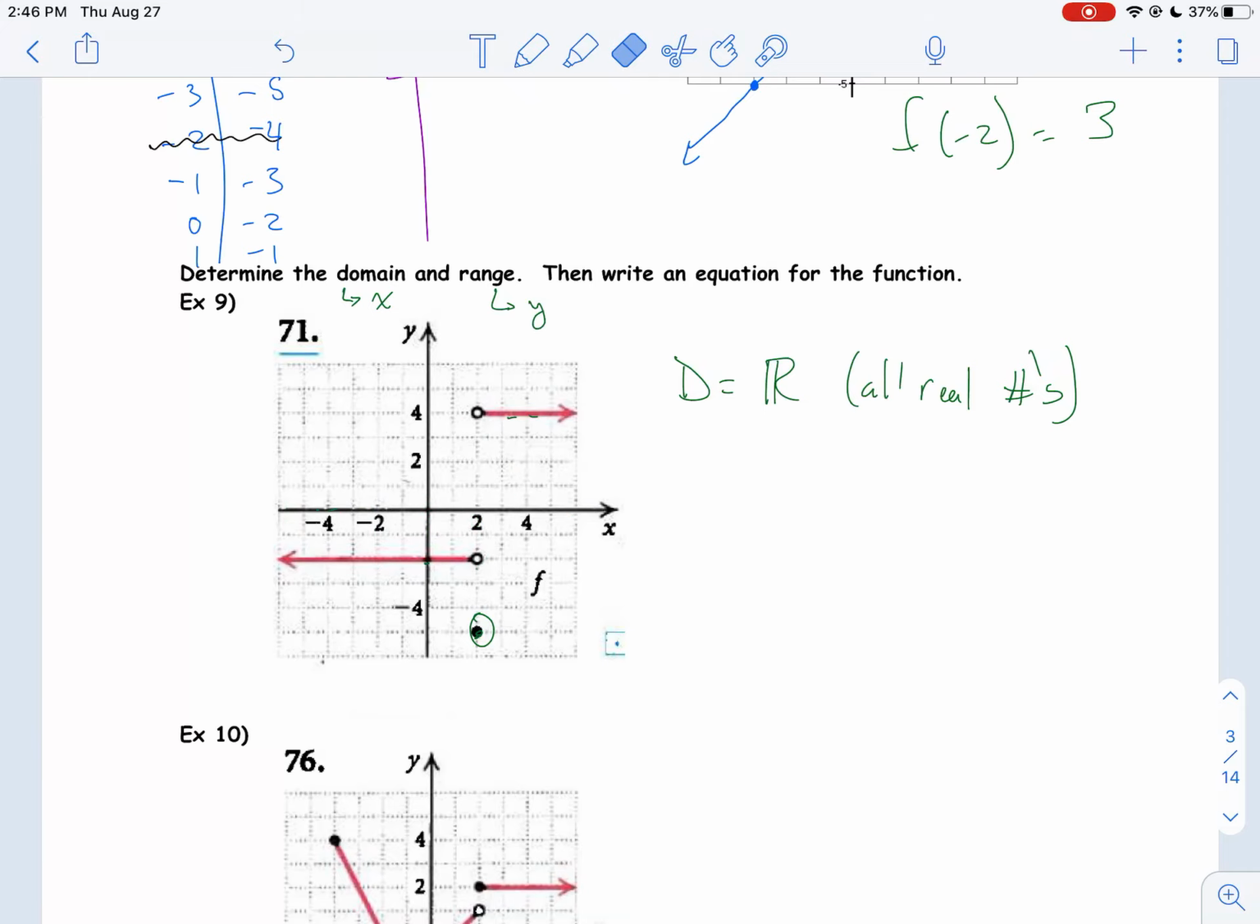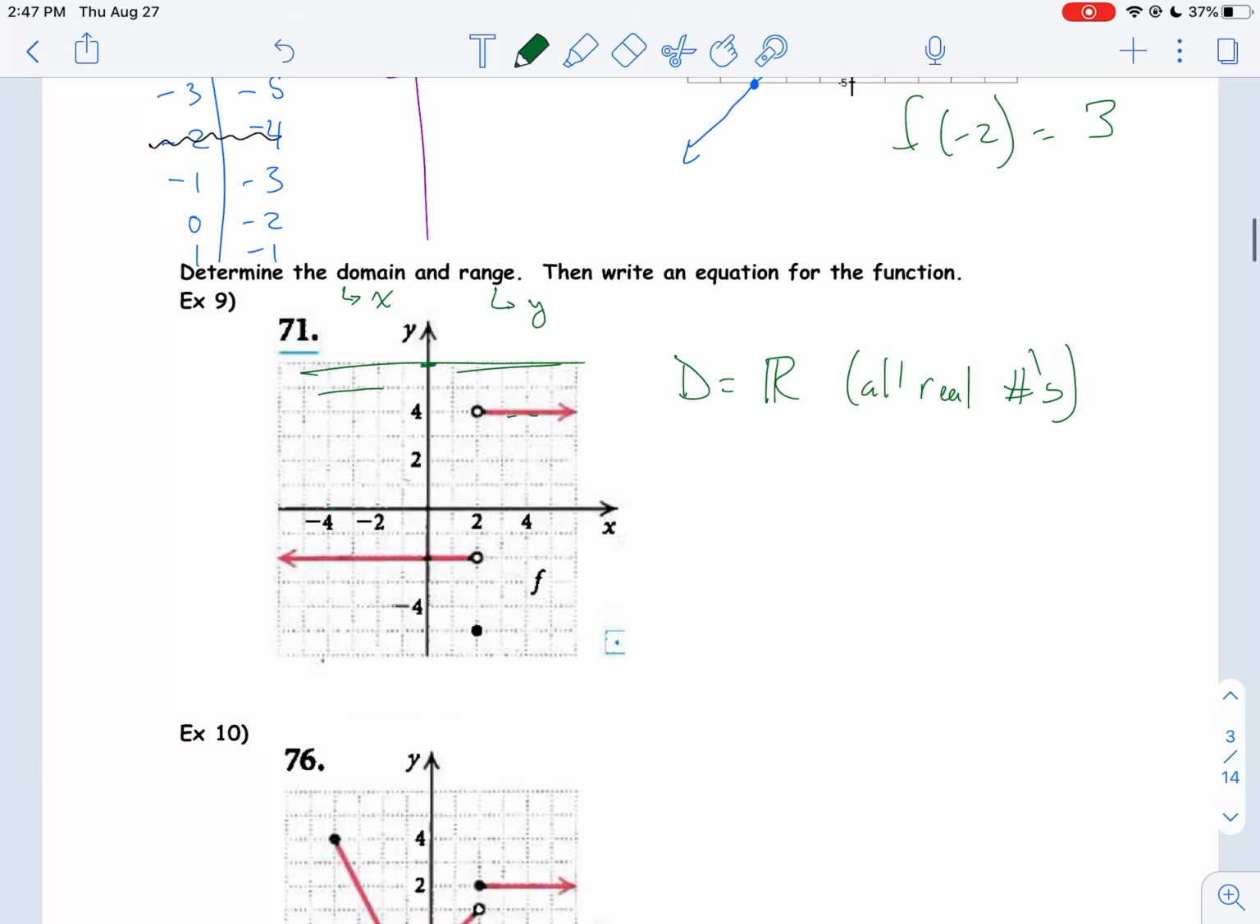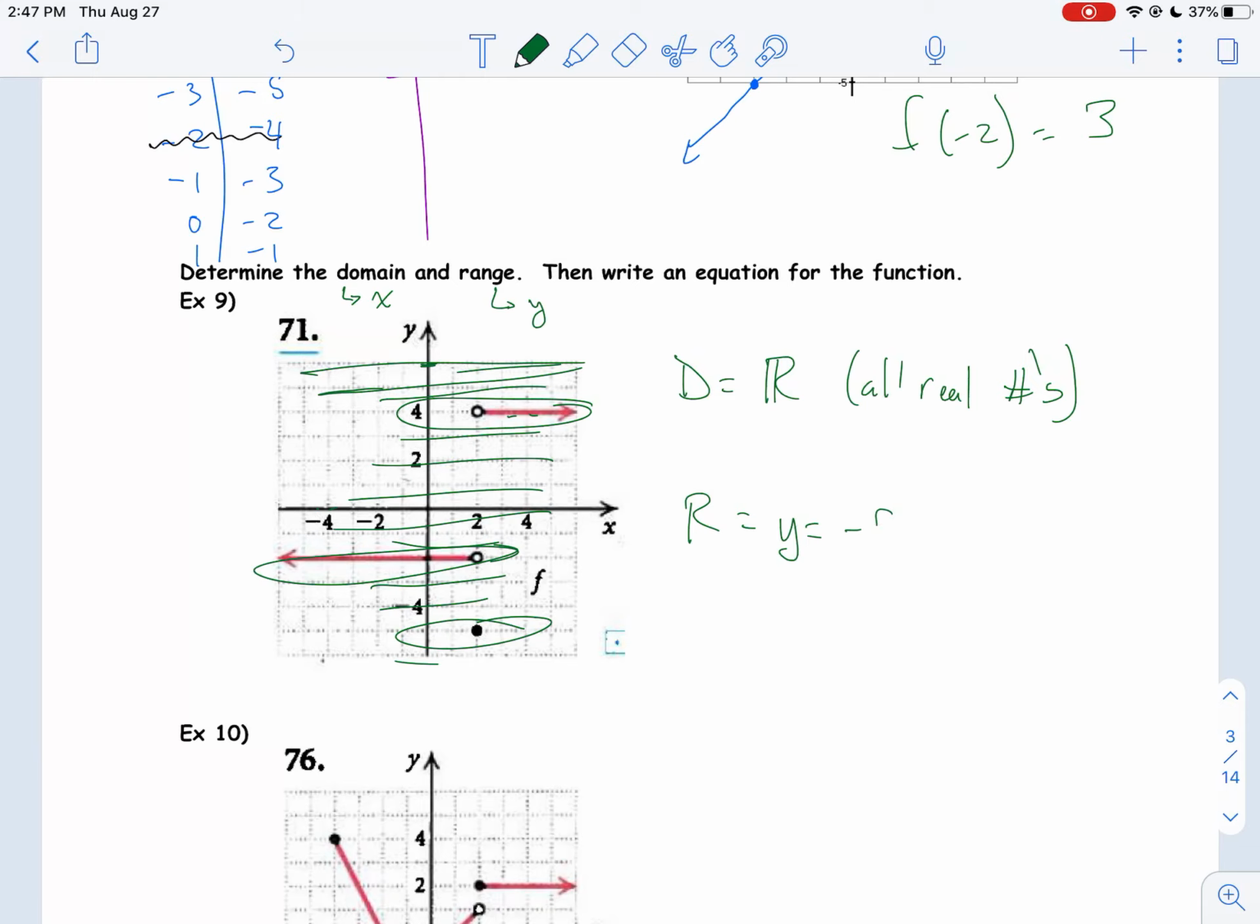Okay. How about y values? What y values do I have in my graph? Well, if you look here, there's no function point here at, is that 6 or 5? There's no y values in this range. You see that? There's actually y values here at 4, at 2, and negative 5. So my range is y equal, I'm going to start at the bottom, negative 5, negative 2, positive 4.